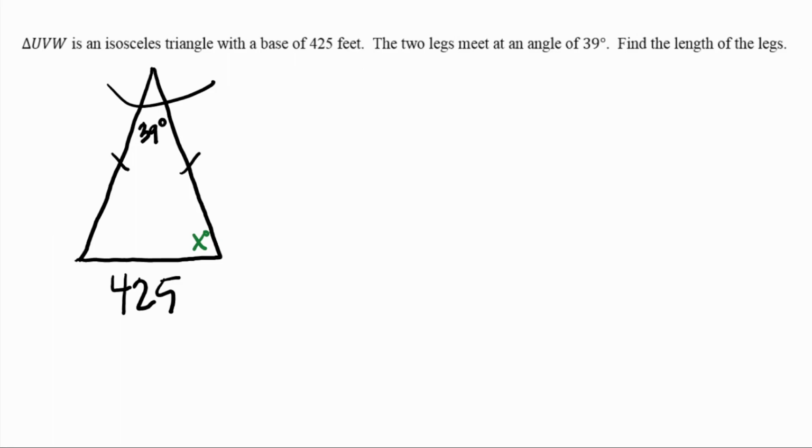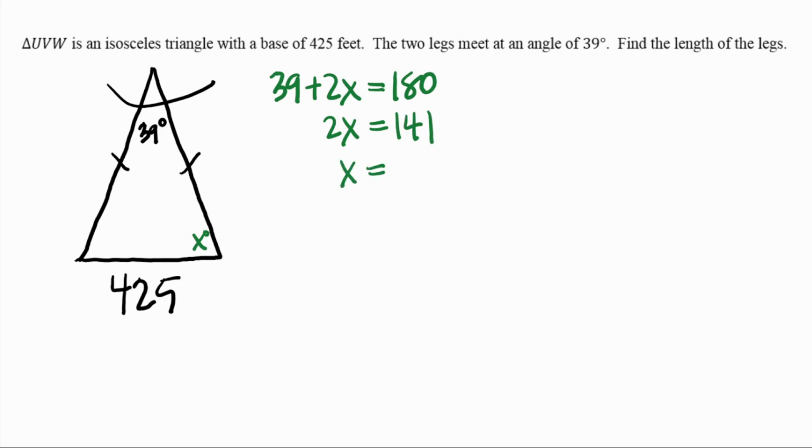And so I'm going to say 39 plus 2 of these x's is going to equal 180. So I could subtract 39 from 180, which is almost like subtracting 40 from 180. Okay, so it'll be 141. And then I'm going to say x is half of 141, which would be 70 and a half. So I know both of those angles down there are going to be 70.5 degrees.